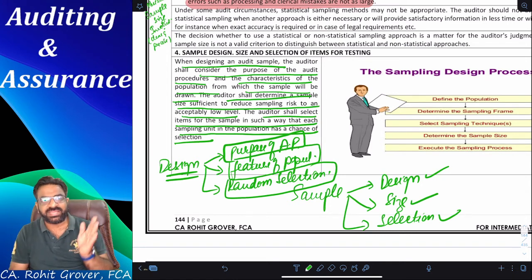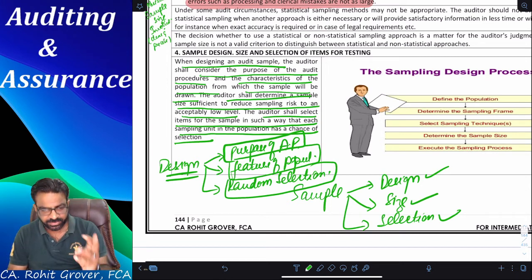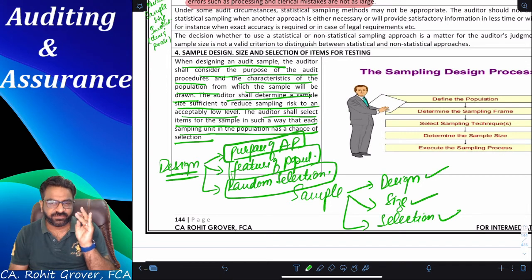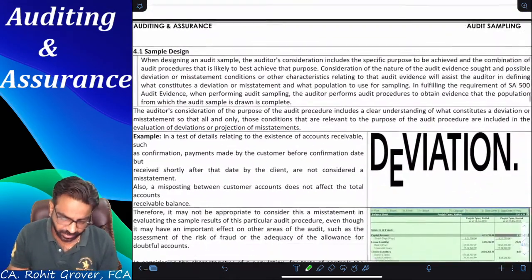Whenever we are designing our audit sample, make sure that you understand the purpose of your audit procedure, what the characteristics of your population are, and most importantly, whether you are going to do the random selection or not. Now see.